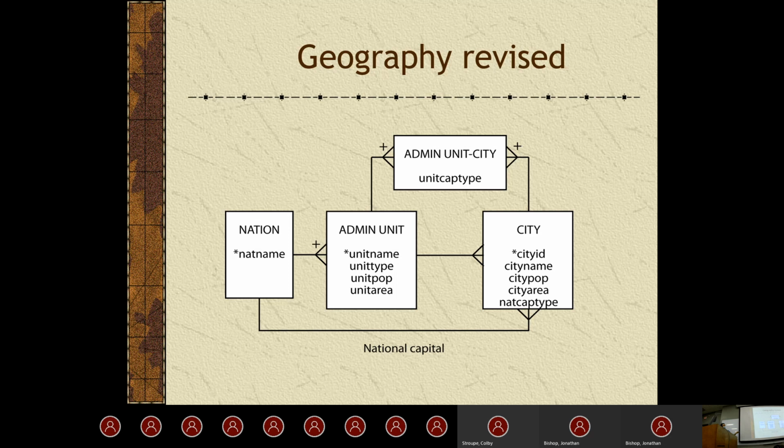Then we also added, so we have administrative unit city. Before, the city name was our identifier. Now we have city ID as the identifier instead. And that allows us to have a unique attribute be the identifier. So city name in and of itself is not unique to a city.